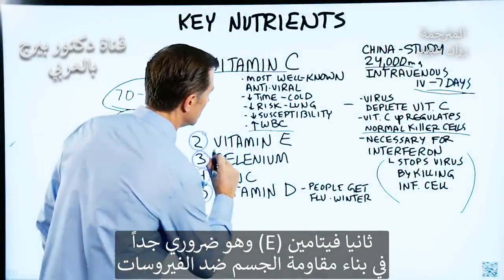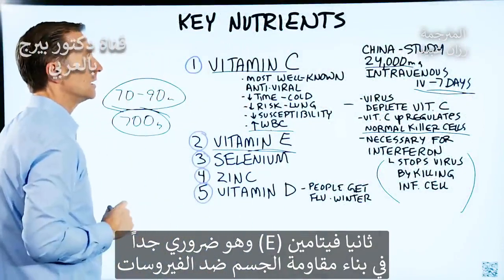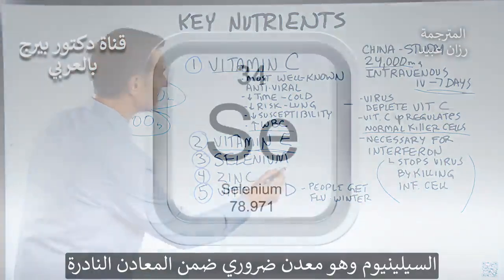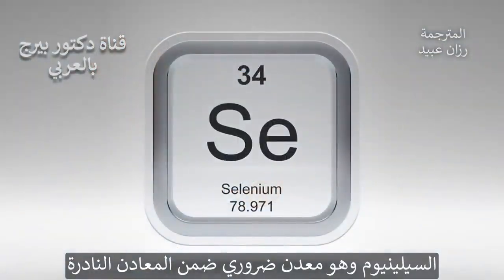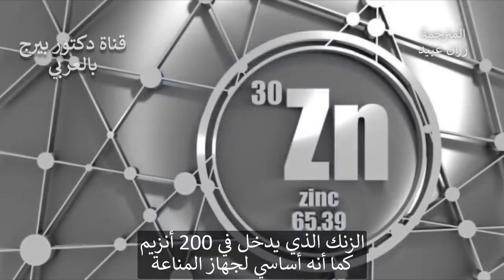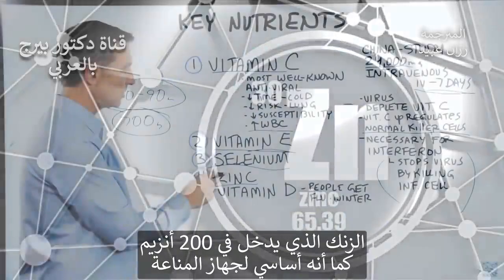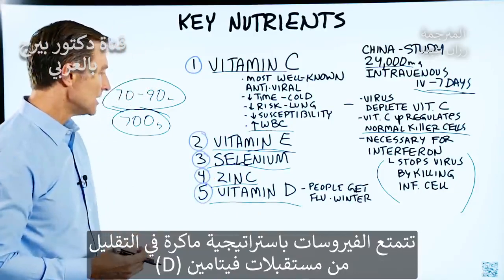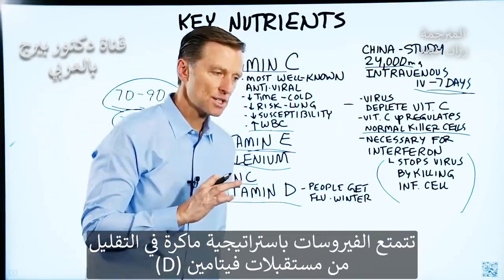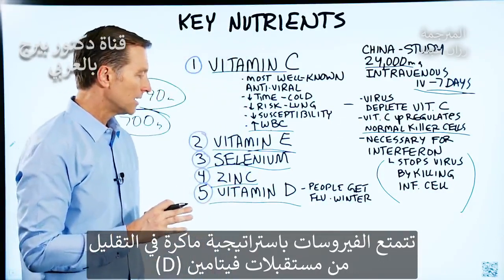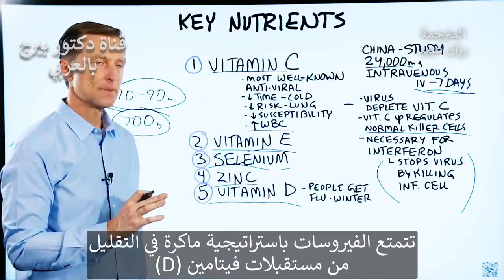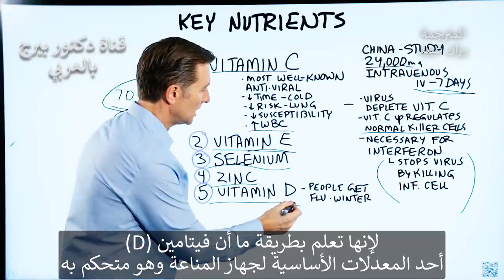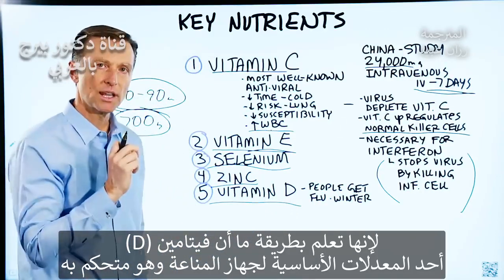Number two, vitamin E, very, very important in building up your resistance to viruses. Selenium, another really important trace mineral. Zinc, involved in over 200 enzymes, but vital for your immune system. And then, of course, you have vitamin D. Viruses have this interesting strategy to downregulate the vitamin D receptor because apparently somehow it knows that vitamin D is one of the key modulators for the immune system.